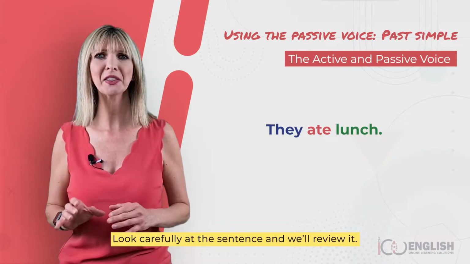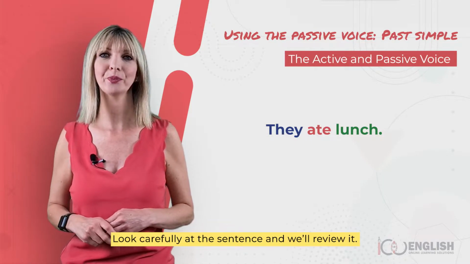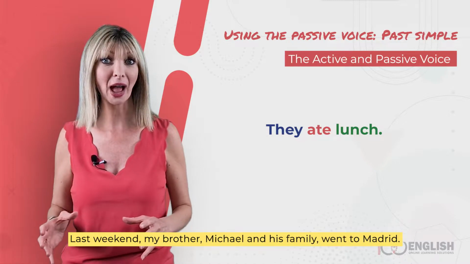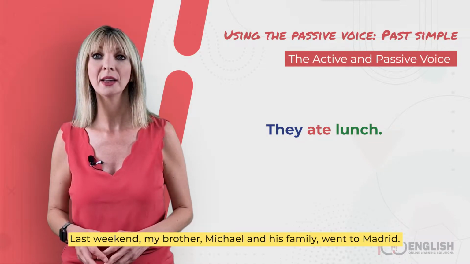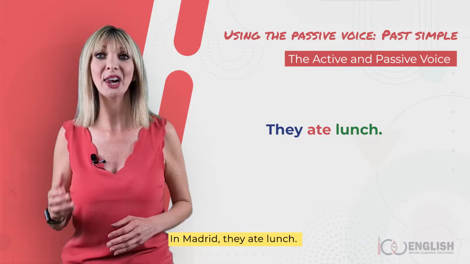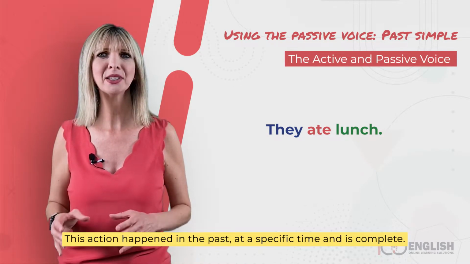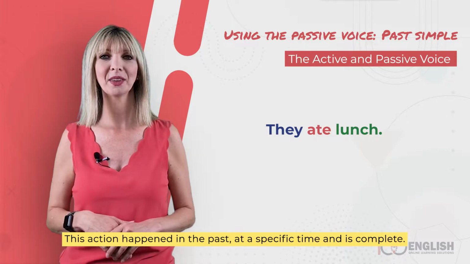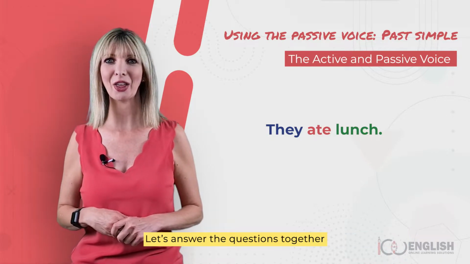Look carefully at the sentence and we'll review it. Last weekend, my brother Michael and his family went to Madrid. In Madrid, they ate lunch. This action happened in the past at a specific time and is complete. Let's answer the questions together.